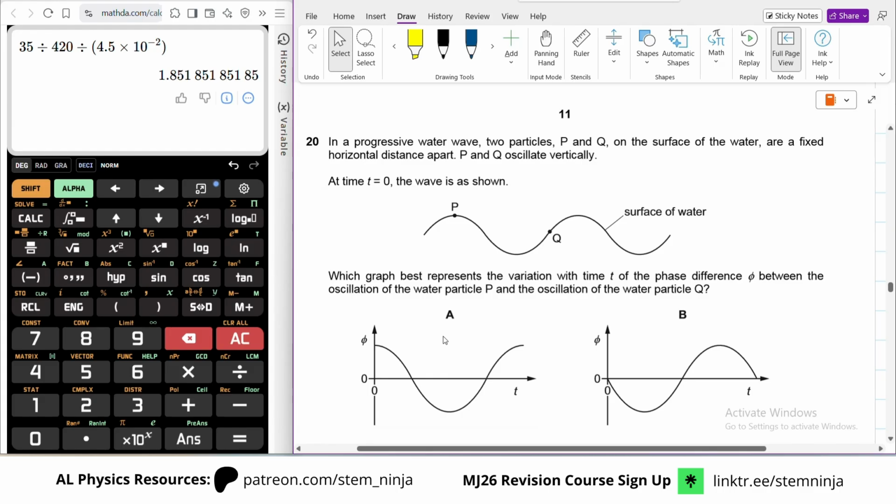In a progressive water wave, two particles P and Q on the surface of the water are a fixed horizontal distance apart. P and Q oscillate vertically. Which graph best represents the variation with time t of the phase difference phi between the oscillation of the water particle P and the oscillation of the water particle Q?